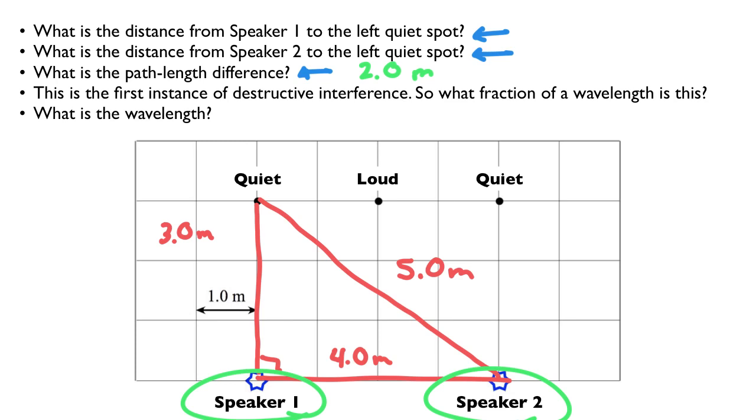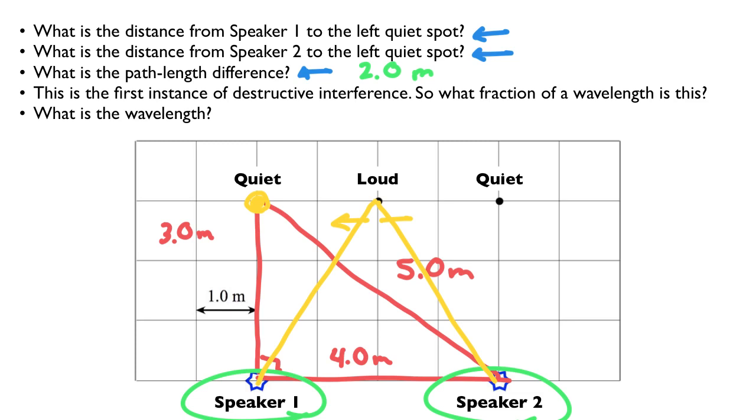Suppose you had someone standing at the loud spot. Well, clearly the distance to speaker 1 and speaker 2 is the same, so the path length difference is 0. And then they start to move to the left. So they start to move this way. The 2 waves are going to begin to get out of phase, and the first place they get out of phase is right here. This is the first quiet spot.